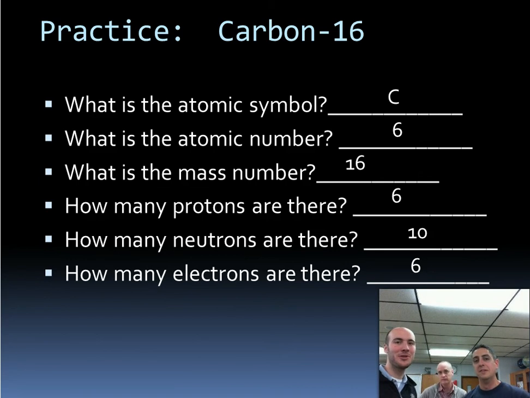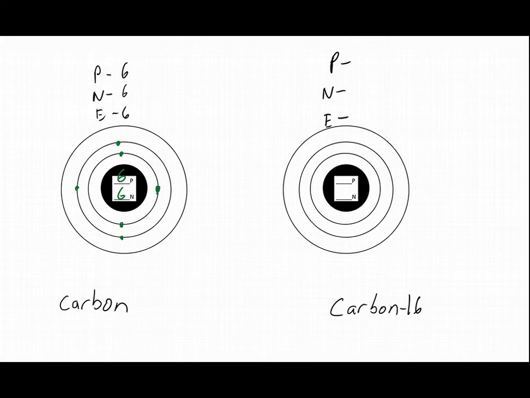Really quickly, I'm going to show you how to do a Bohr model with an isotope using this isotope right here. If you could, please write this along next to this part of your notes. On the left here, I have a Bohr model, which you guys have seen before, of carbon. It has 6 protons, 6 neutrons, 6 electrons. On the right here, we are going to do a Bohr model for carbon-16, which is an isotope of carbon.